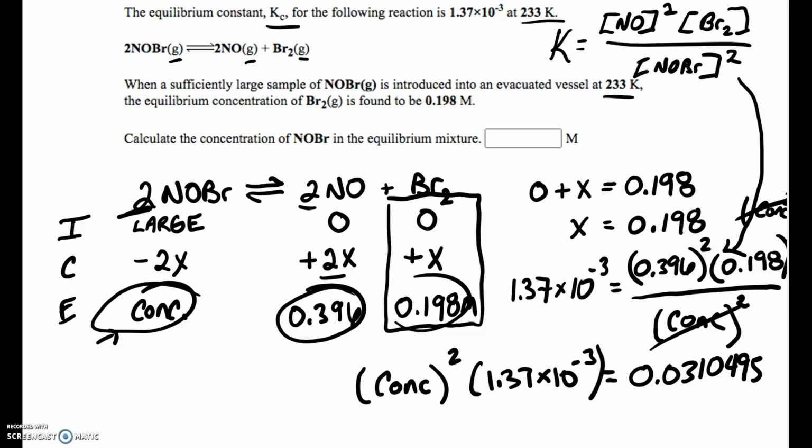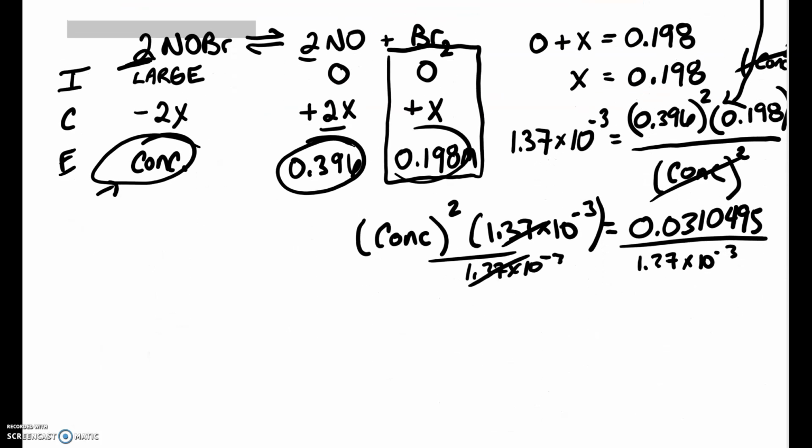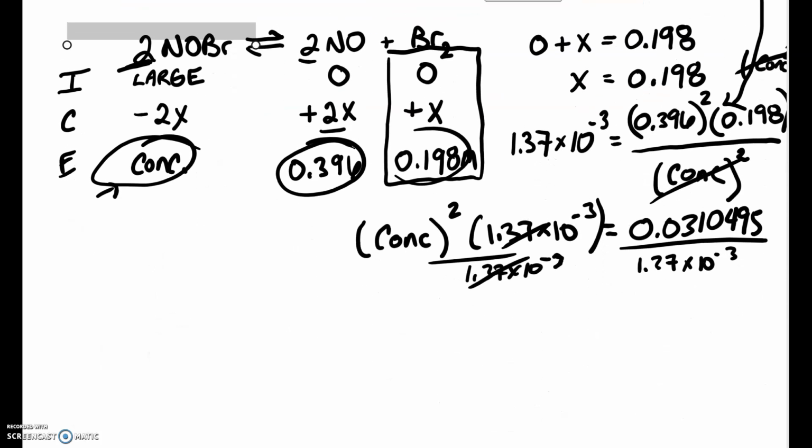Okay, so to get concentration by itself, I'm going to divide both sides by the 1.37 times 10 to the negative 3. That'll cancel on the left, and then I'm going to take that value divided by 1.37 times 10 to the negative 3. I'm just going to scroll this up. This might look a little weird. So what do I got? I got concentration squared equals, what do I got for a value there? 22.6639.